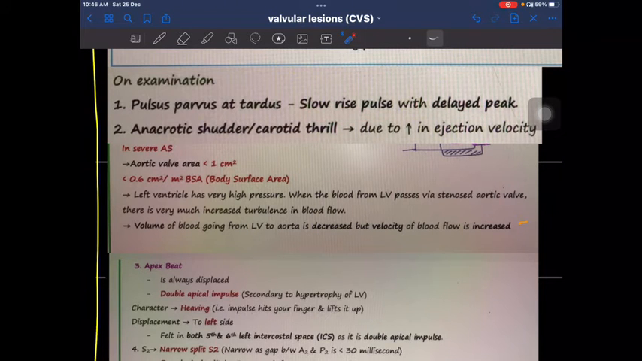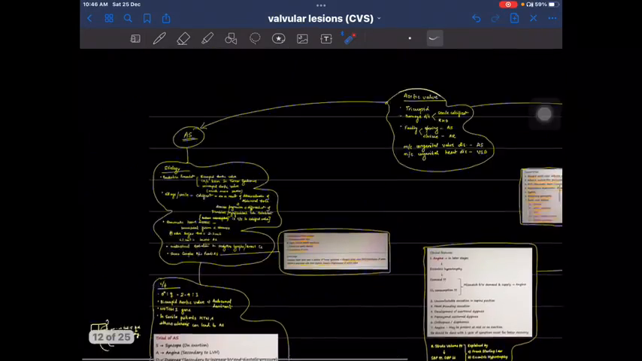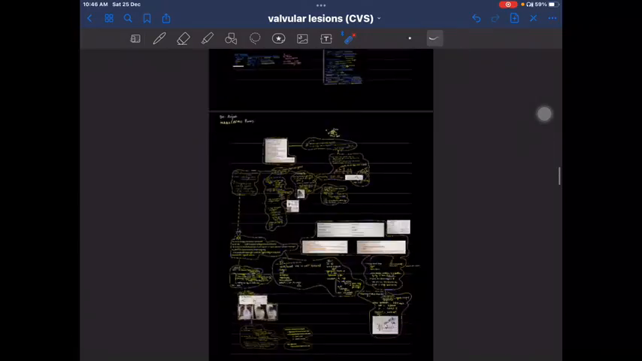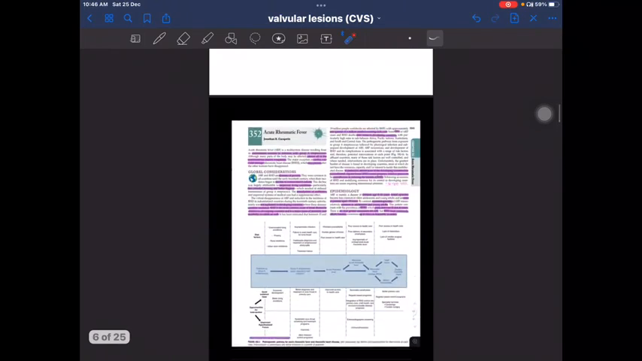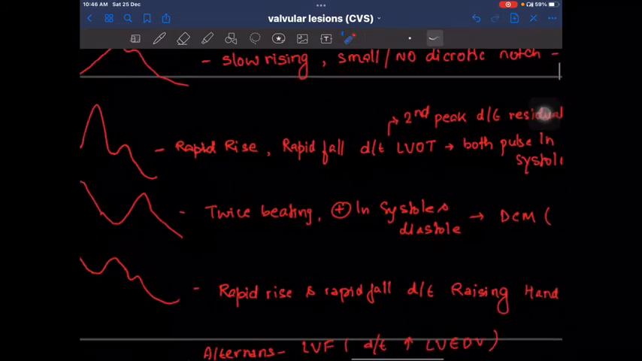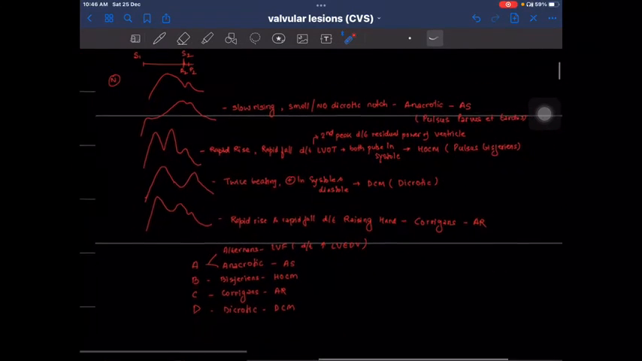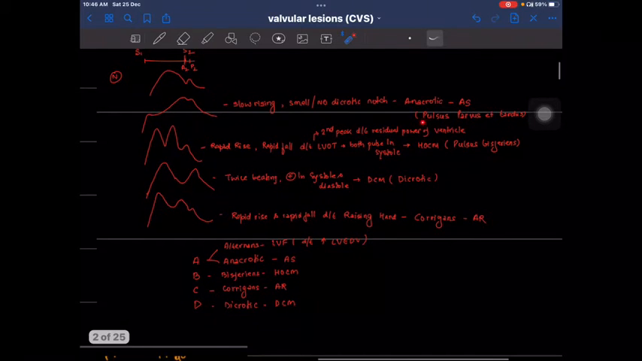Okay, I'll just show you the pulse. This one. This is pulsus parvus et tardus. Okay, what does this mean? It means a slow rising pulse. Okay, it has a small or no dicrotic notch. So you can also call it as an anacrotic pulse. All right, so this is it.